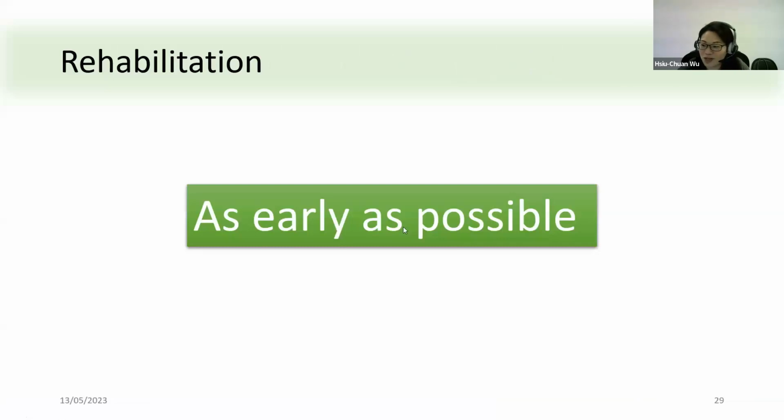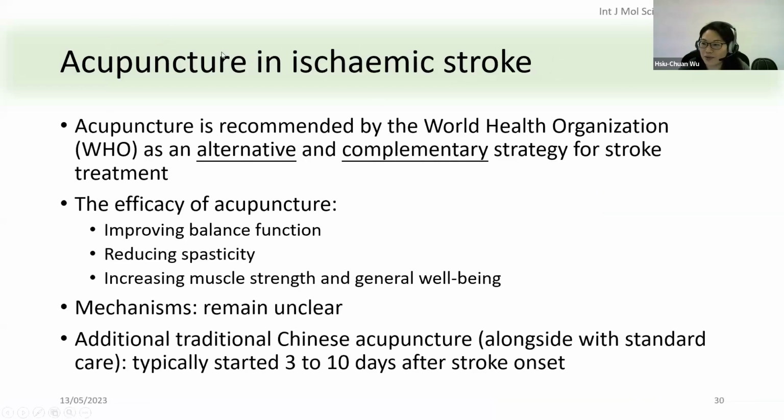Because before this talk yesterday, I received a few questions asking about acupuncture. I'm actually not an expert in acupuncture for stroke, but acupuncture is recommended by the WHO as an alternative and complementary strategy for stroke treatment. It could improve balance, reduce muscle spasm of your limbs, and also increase strength. But the mechanism of acupuncture for stroke treatment is actually unclear, and we recommend applying it alongside the standard treatment. Typically, we start it within 3 to 10 days after the stroke onset.